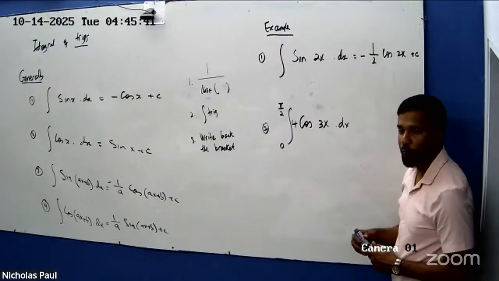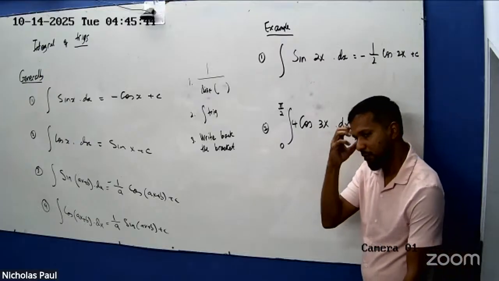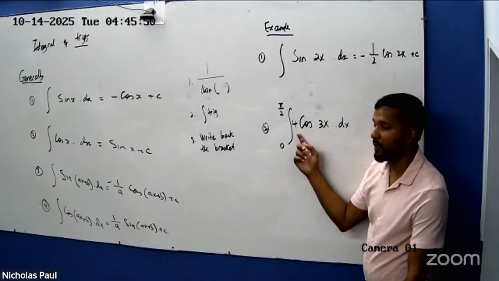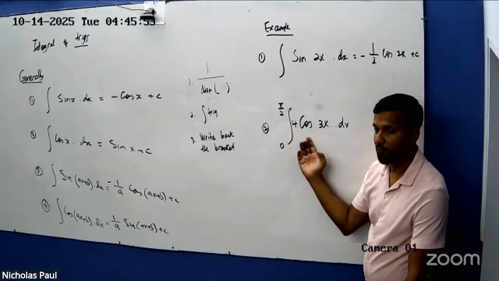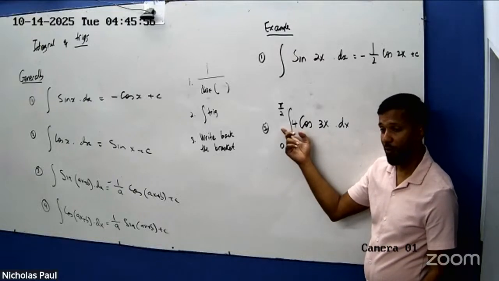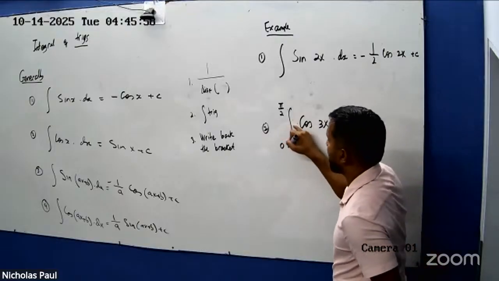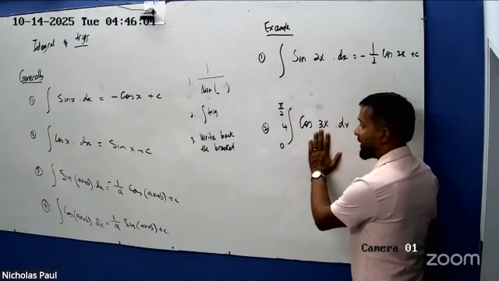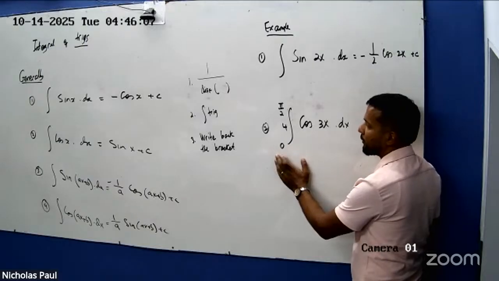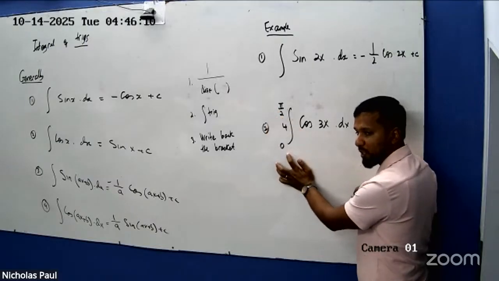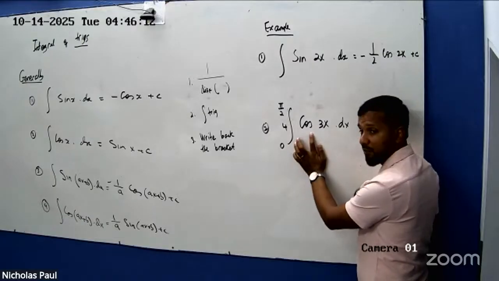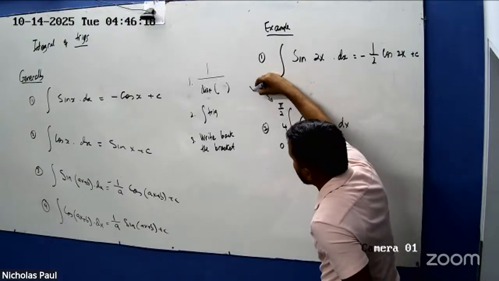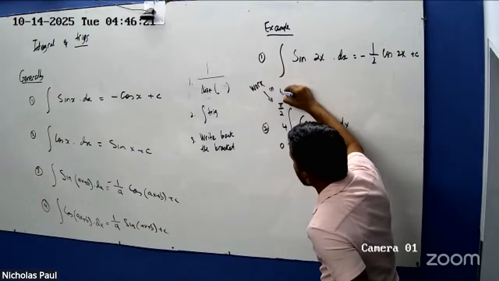Right, before you do this, we have 2 problems. Chris, what can I do with this 4? I can put the 4 outside. In integration, you can pull the 4 on the outside. You don't have to worry about it too much. And then you go and integrate this. But we have a slight problem here. We have pi over 2 and 0. What does that mean? We have to work in radians.